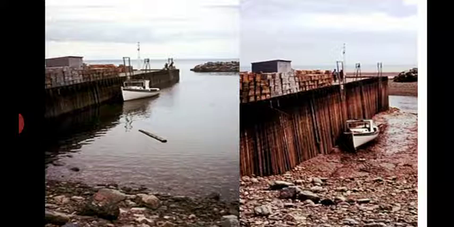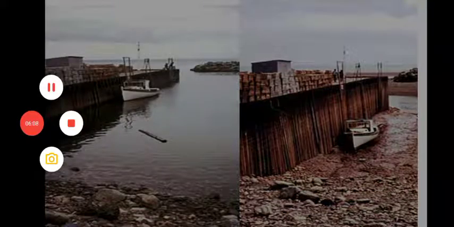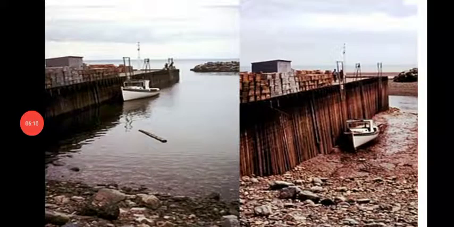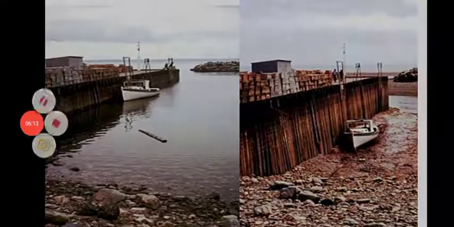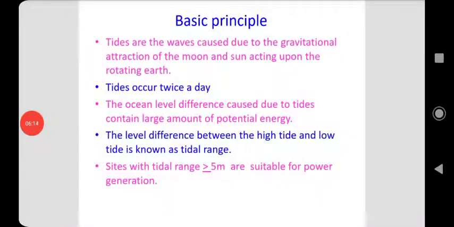So this is called ocean tidal energy. You can use it onshore or offshore. We can install the plant onshore or offshore. We will see this in detail now. So let's see the basic principle.